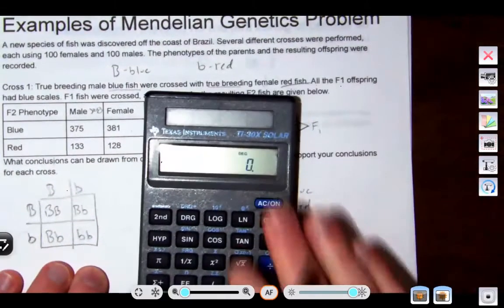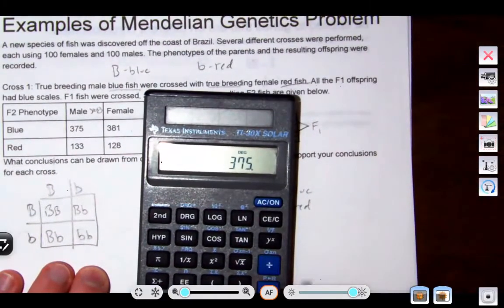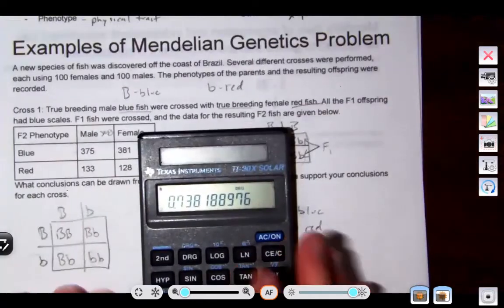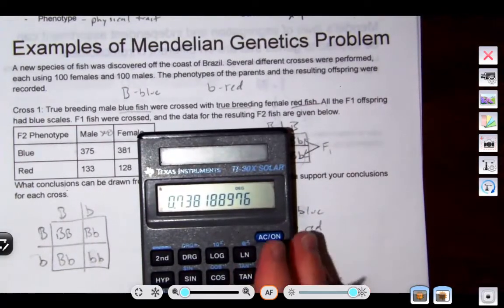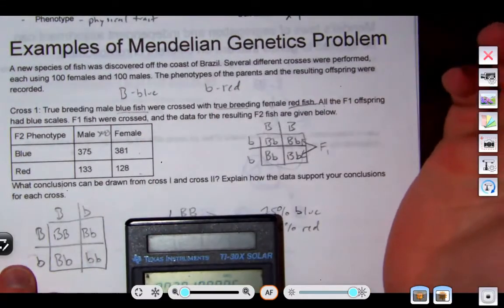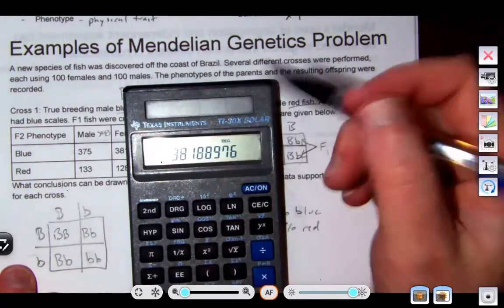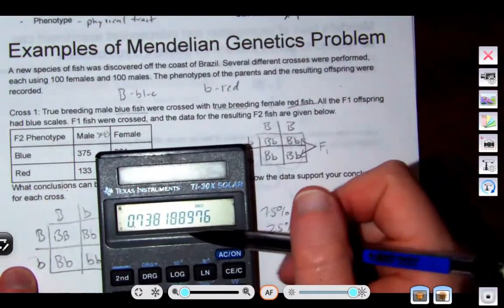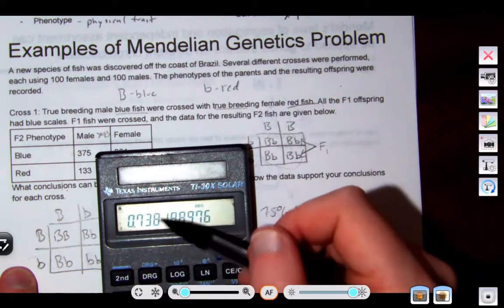And if I take 375 divided by 508, I get 0.738, which is pretty close to 75%. And I'm pretty sure if I ran that with this one, it's probably close to 75% as well. You might do this kind of calculation on the AP test and say, hey, it was 73.8%, which is close to 75%.